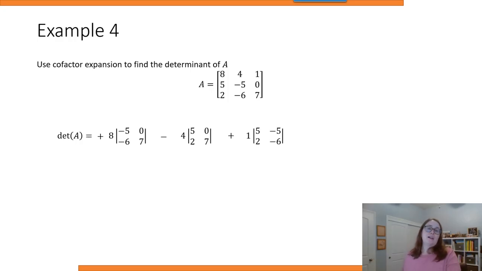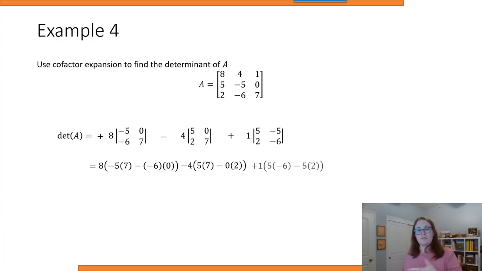Okay, next up, I need to find the determinants of these 3 matrices that I found. Okay, so for the first one, I've got the 8, and then it's going to be times -5 times 7 minus 0 times -6. I'm just finding the determinant of that 2 by 2 matrix. And then I continue that for the other 2. So then I have -4 times 5 times 7 minus 0 times 2 for the second matrix. And then plus 1 times 5 times -6 minus -5 times 2. And I think I have a negative missing there. That should be a double negative on the 5. So there's a little typo there.